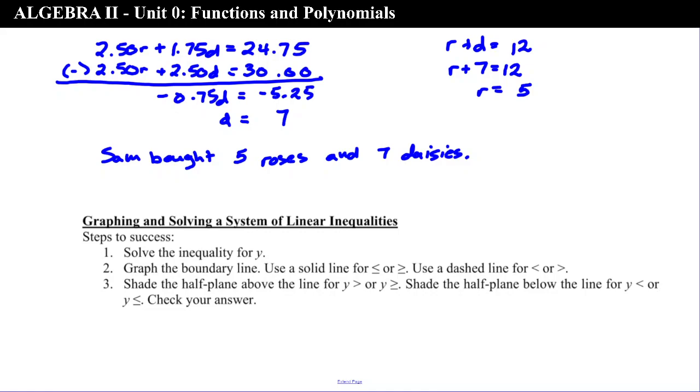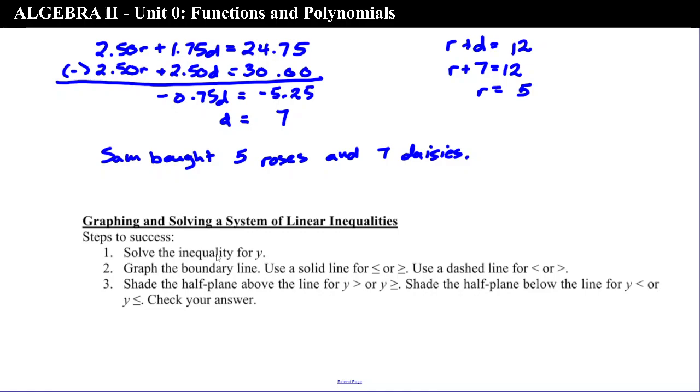Now let's move on to the final section of this portion of notes, and that is graphing and solving a system of linear inequalities. So we're going to return to doing a little bit of graphing here to wrap up this section. So for your steps to success, first you want to solve the inequality for y. Then you want to graph the boundary line, and you're going to graph it very much like what we've been doing with graphing lines already, except you're going to use a solid line for less than or equal to, or greater than or equal to, or a dashed line for less than or greater than.